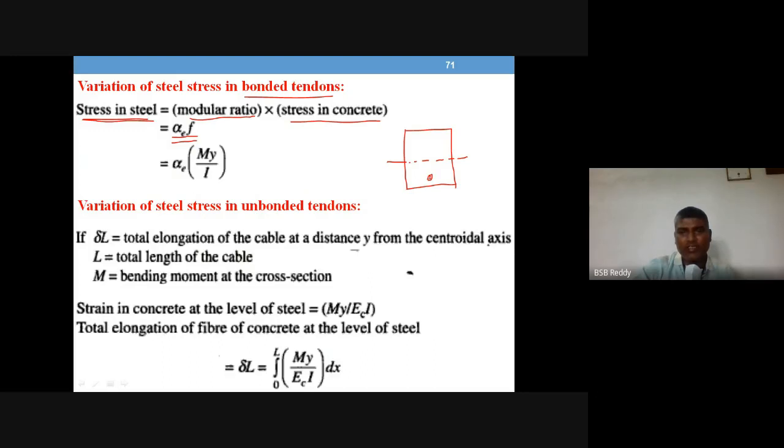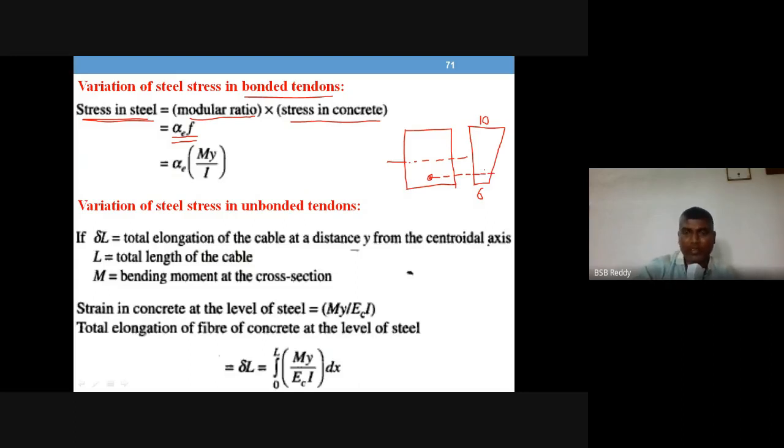So this is the location of the tendon. Plot the resultant stress diagram from the regular analysis. For example, imagine this is the stress diagram, say somewhere 10 or 6 megapascal is the value. Now what you do is find the stress in concrete at this level. What is the value of stress at this level?